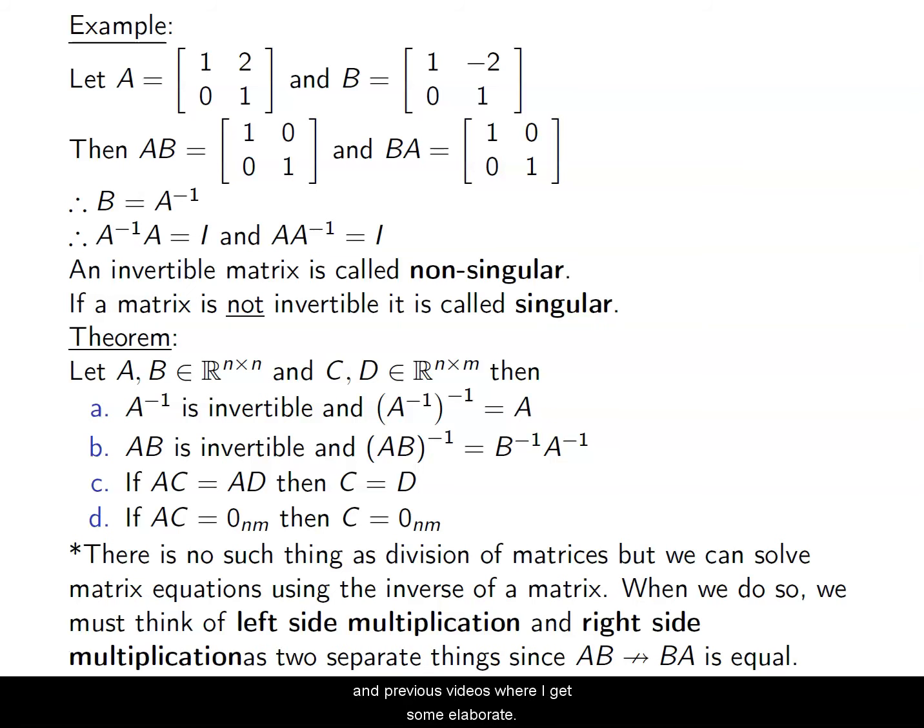I've said this a couple times in previous videos, or I guess in the last video, so we're really going to drive that point home today. Remember, AB does not necessarily imply that BA is the same thing. AB does not mean that BA is equal to AB. So left side multiplication and right side multiplication give us two different matrices for the most part. I'm going to give you an example.